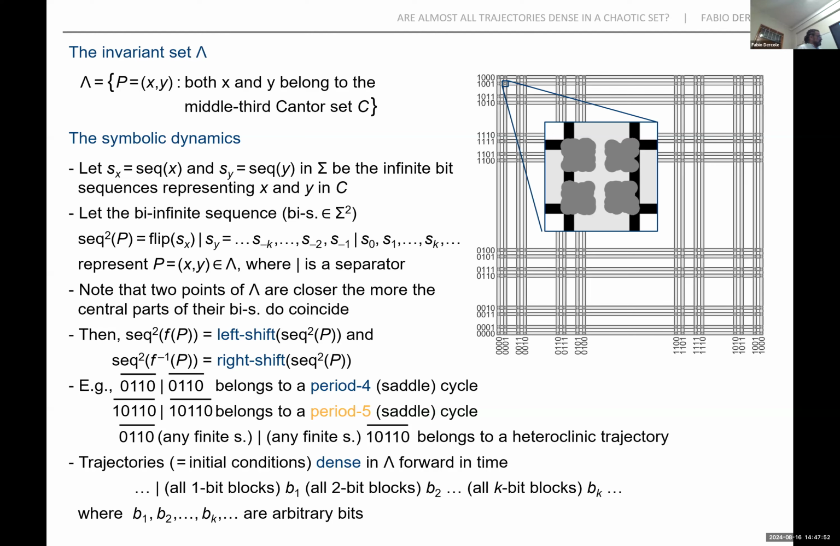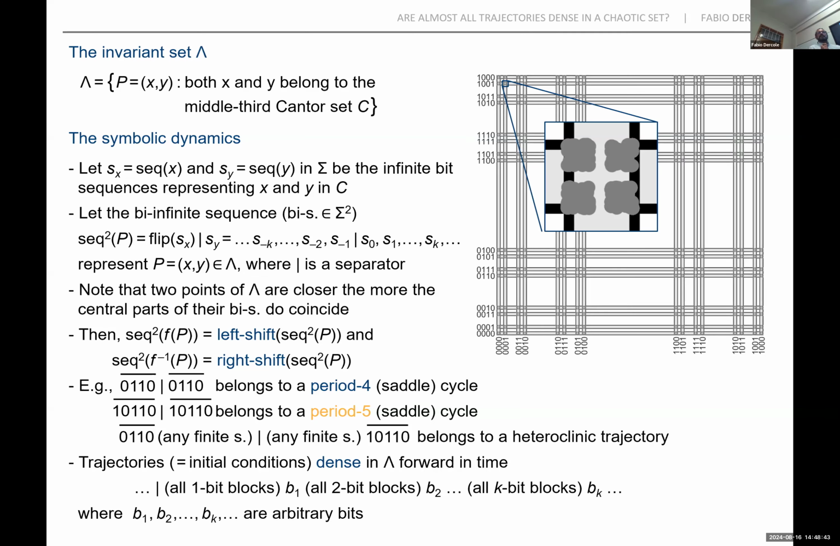So let's build a sequence of initial conditions in this way. We have a separator here, and let's build a trajectory dense forward, that visits the attractor densely forward. We list all blocks of 1 bit, 0 and 1. Then we take another bit, arbitrary, we can choose. Then all blocks of 2 bits, 0 0, 0 1, 1 0, 1 1. Then another bit. Then all sequences of 3 bits, then another bit, and so on. So if we now move along the sequence, sooner or later we have all possible blocks of k bits, for any k. We have them all.